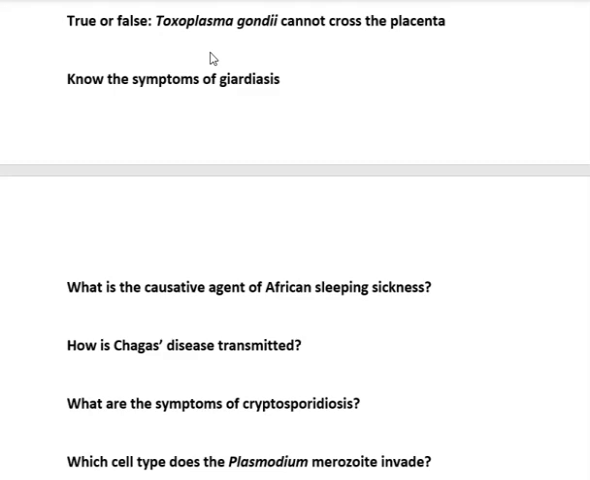True or false? Toxoplasma gondii cannot cross the placenta. Well, remember, this is false. Toxoplasma, the causative agent of toxoplasmosis, does cross the placenta and can cause devastating birth defects in the fetus when it does. Remember also that the cat is the definitive host for Toxoplasma gondii, and it releases toxoplasma in its feces. And this is the reason why pregnant women are told not to clean the cat litter box or come into contact or potential contact with cat feces while they are pregnant.